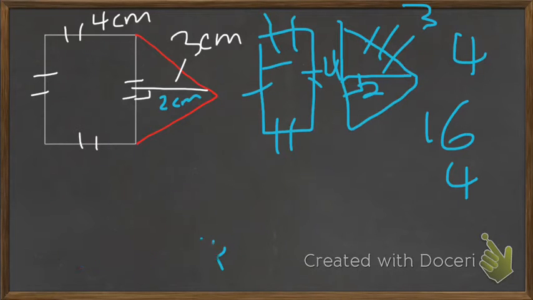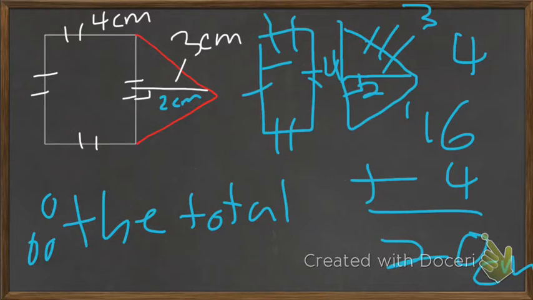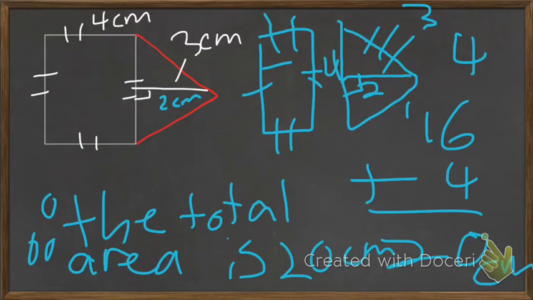21. Thank you. And what's our last step? What do we always do in our last step? We write a sentence. Therefore, total area is 20 centimeters squared. I even missed that one. See, people make mistakes. It's great. Thank you very much, student A.